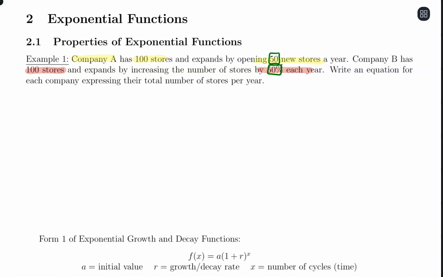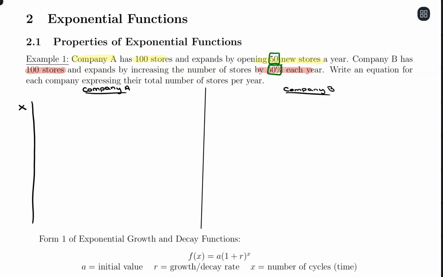So what we're going to do here is make a table of values and see how they behave. Over on this left-hand side, I'm going to write information for company A, and on the right-hand side, let's look at company B. So company A, let's make an X and Y table where X will represent the number of years that have passed, and then we're going to look at the total number of stores they have.